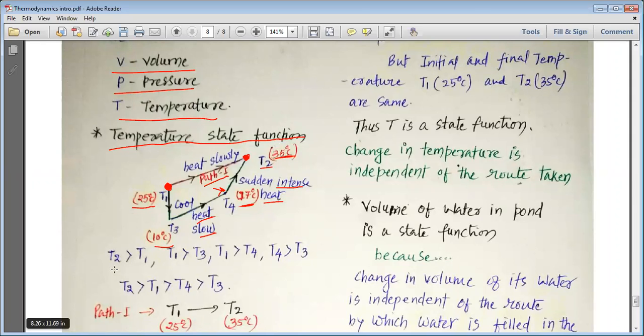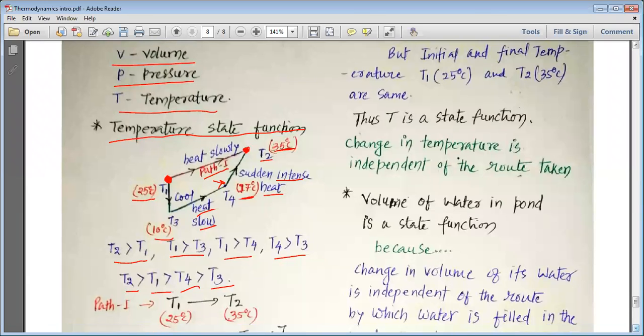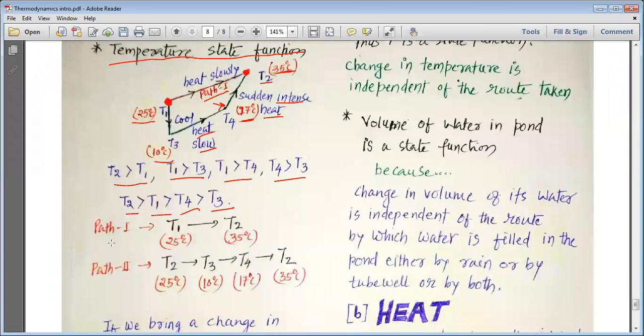So here you can see that T2 is greater than T1, T1 is greater than T3, T1 is greater than T4, T4 is greater than T3, and T2 is greater than all of these: T1, T4, and T3. T2 is the highest temperature. Now, my dear students, you have two different paths. One is path 1, another is path 2. In path 1, you directly go from 25 to 35.